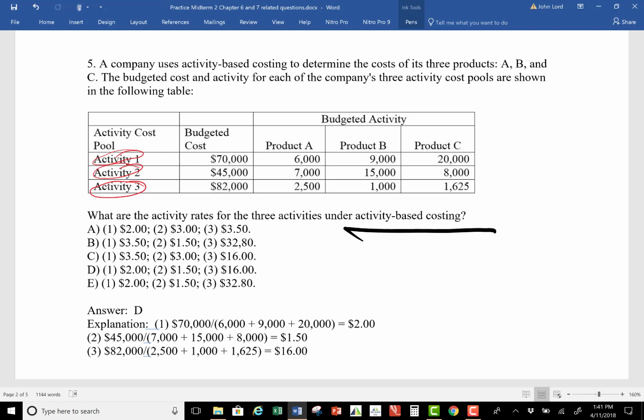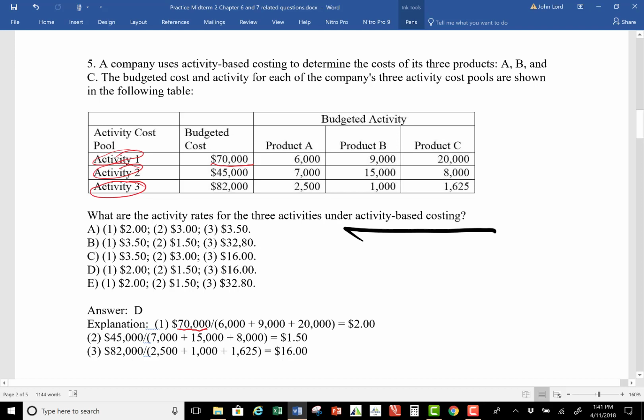So to get a question like this right, it's a little bit of a longer question because you have to do it for each activity to get the answer right. So you go ahead and pick up the cost. Let's just do activity 1. You pick up the cost for that activity, and then you're going to do what?